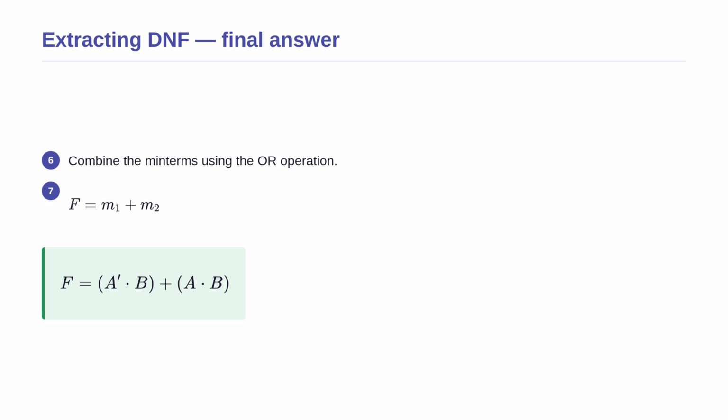Continuing with our security system, we now need to combine our minterms to form the final disjunctive normal form. We take our first minterm, A prime and B, and our second minterm, A and B. Because DNF is a sum of products, we connect these two AND groups using an OR operation. This means the alarm will ring if the first condition is met or if the second condition is met. This perfectly matches the required structure. Physically, this final answer tells us the exact parallel pathways that will trigger the alarm in our digital circuit.